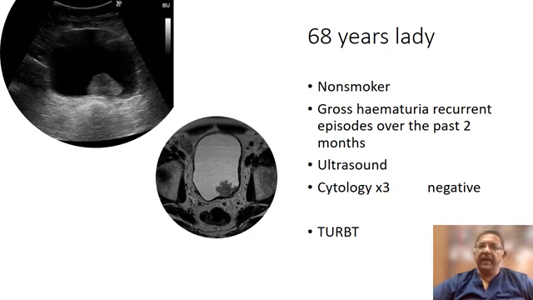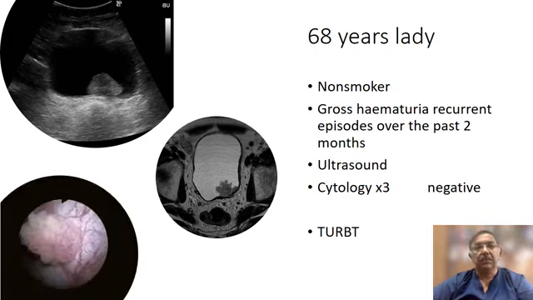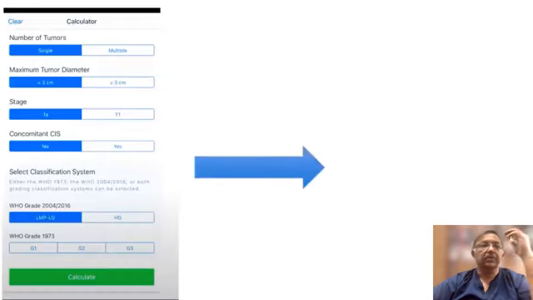MRI scan is becoming the new standard in the evaluation and management of bladder cancer patients, because often you can actually do the VIRADS scanning, the VIRADS categorization, and will be able to differentiate T1 from T2 and T2 from T3 tumors. So again, cystoscopy is obviously done, and the cystoscopy showed this tumor.